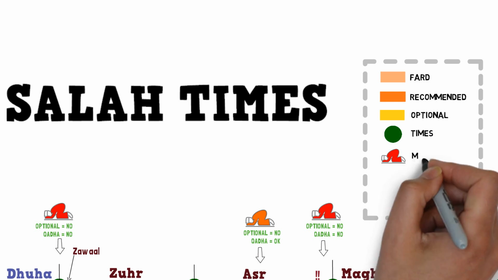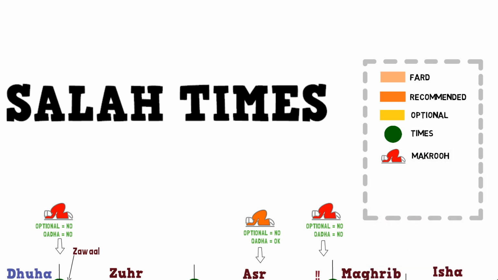We should know the 3 Makrooh times when no Salah is allowed. We should know the Makrooh times at Fajr and Asr. And we should also know the Makrooh times at the end of Asr time when the sun begins to become pale.